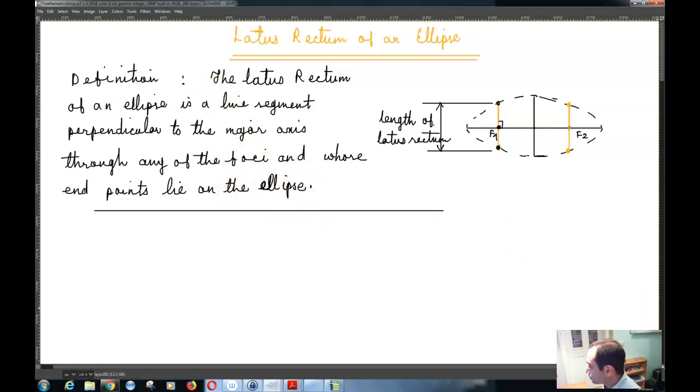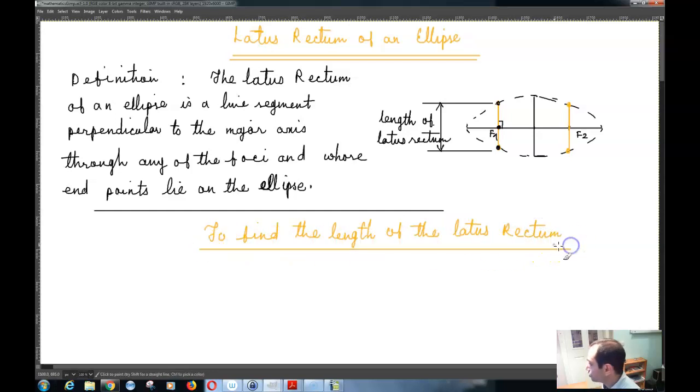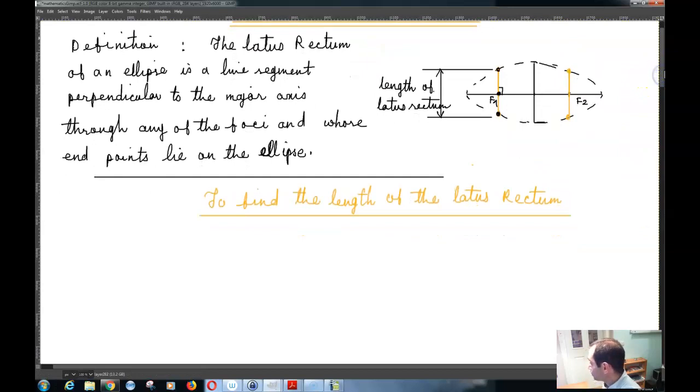Now, to find the length of the latus rectum, what you need to do is suppose that, for example, your ellipse is x squared by a squared plus y squared by b squared is equal to 1.